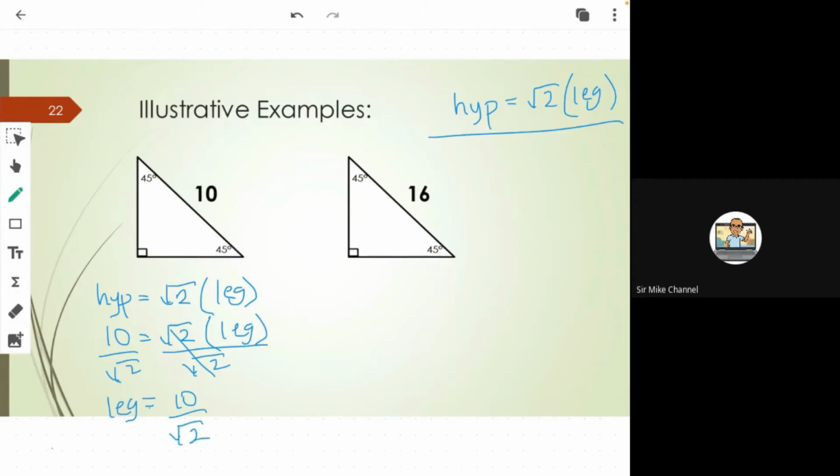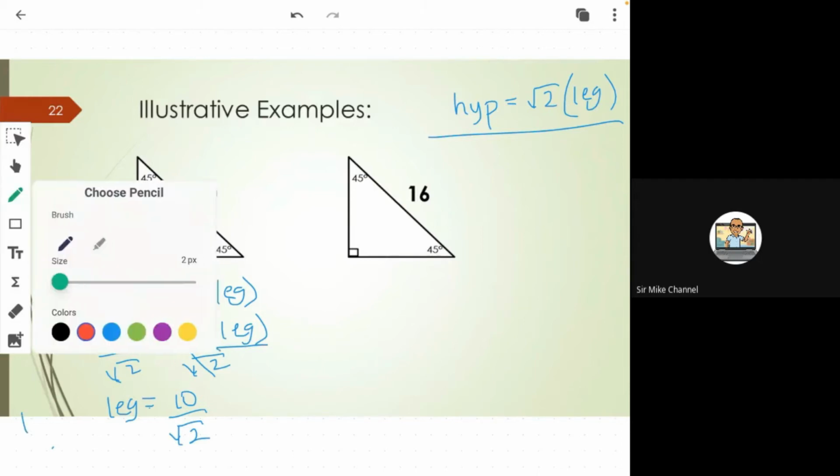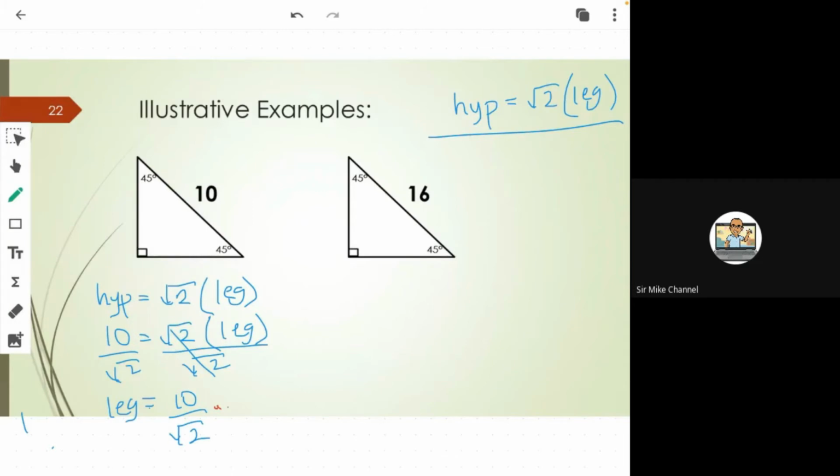Pero hindi pa yun ang final answer. I-rationalize pa natin yan. So pag rationalize natin yan, imumultiply natin yan by the denominator, square root of 2 over square root of 2. So pag multiply mo yan, numerator times numerator, magiging 10 square root of 2. And then sa baba, magiging 4, diba? Tapos, anong square root ng 4? So magiging 2. Ayan. Ito na ang sagot natin.